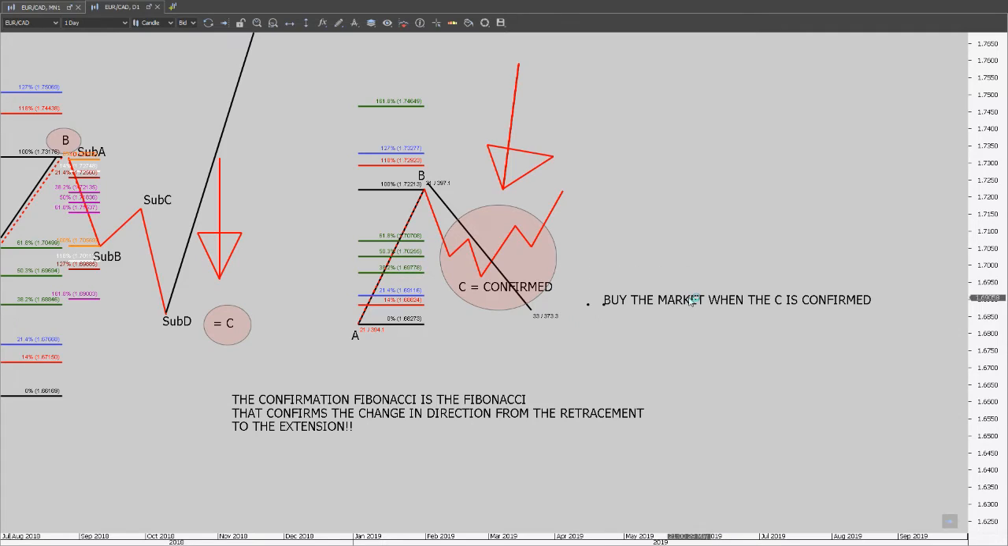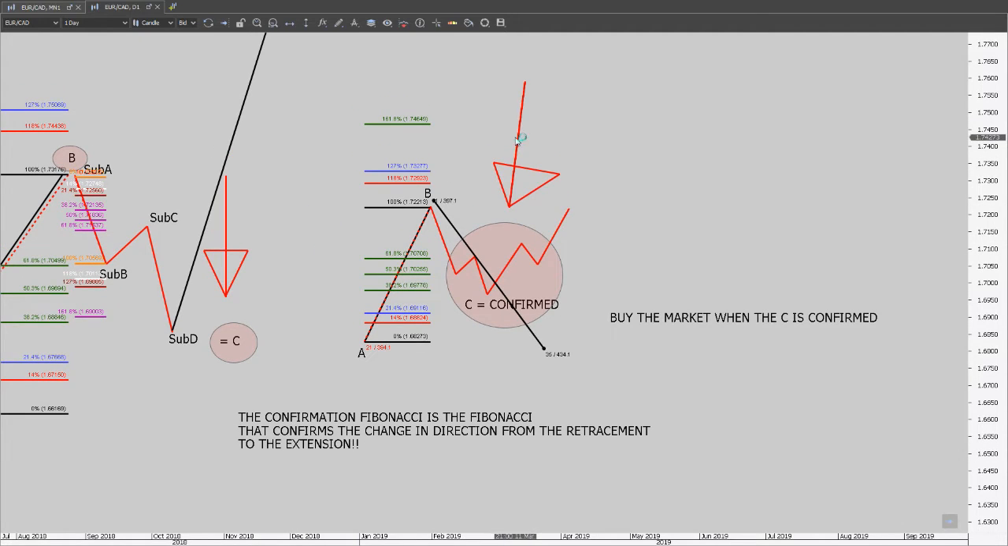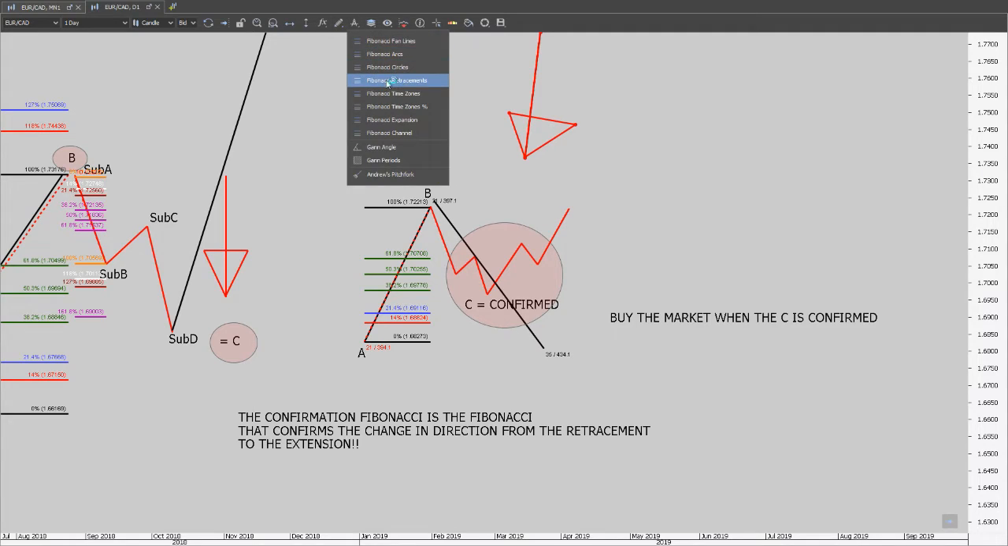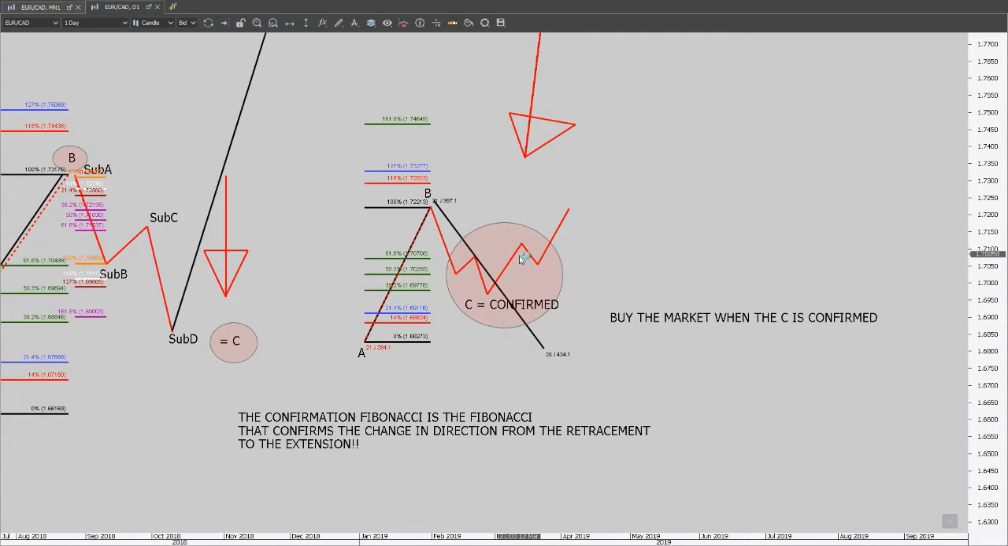Well, of course, we are not going to draw the confirmation Fibonacci on the retracement, but if this would be the case, we would draw our confirmation Fibonacci on the first leg of the extension, because the confirmation Fibonacci is the Fibonacci that confirms the change in direction from the retracement to the extension.